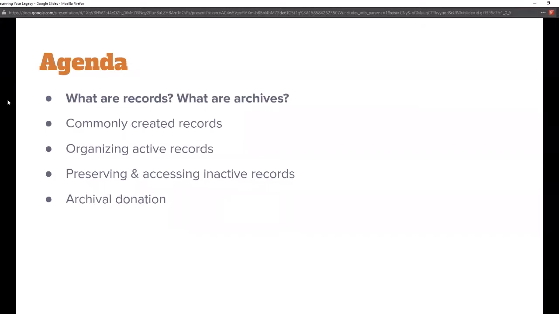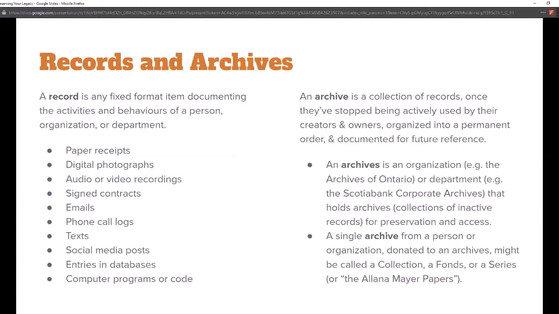Okay, I'm going to move on to the first section because that was a really great segue. So we're going to talk about some terminology and some concepts and some jargon, and we're going to get a crash course in what an archive is and how it works. The first thing I'm going to do is define what a record is.